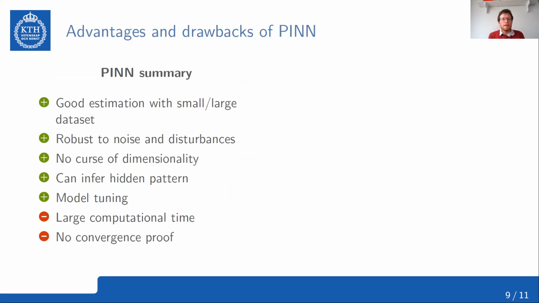So now let's make a summary of what I've said. If you're using physics-informed neural networks, you can get a good estimation with a small or large dataset. You're robust to noise and disturbances. No curse of dimensionality, because you're using machine learning. Then you can infer hidden patterns because you're using machine learning. And you can even do some model tuning. You can find the perfect parameters. But it requires a large amount of time, and there is no convergence proof so far.